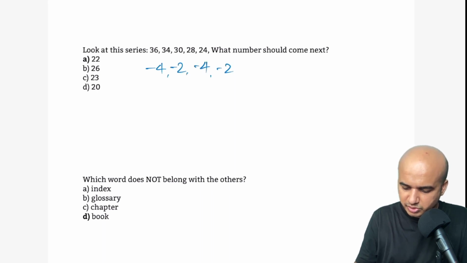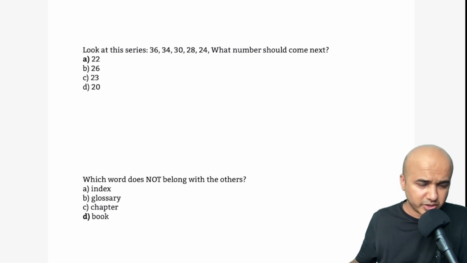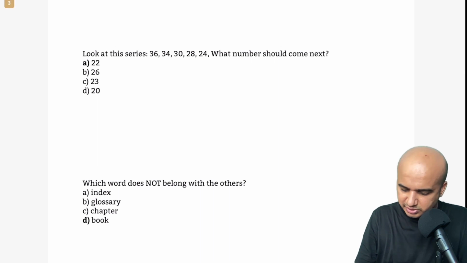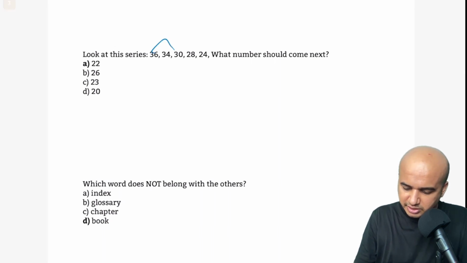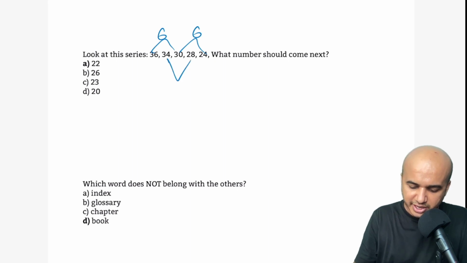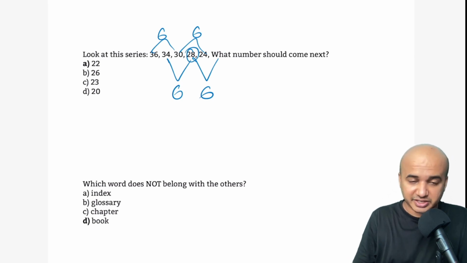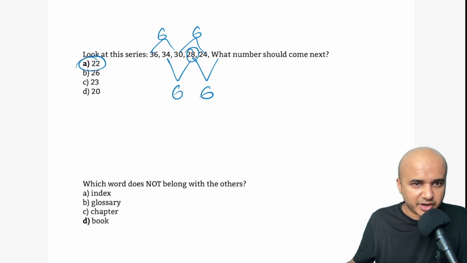Or we can also look into it in a different way. We can think of this as alternate series as well. 36 and 30. Then 30 and 24, wherein the gap is 6 and 6. Then 34 and 28, then 28 and something else. There also the gap will be 6 and 6. So now, which is the next number after 28? Again, you'll have to think of something with a gap of 6. So 28 minus 6 will be 22. So that is in fact the right answer.